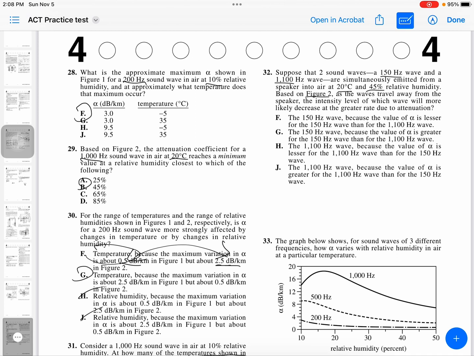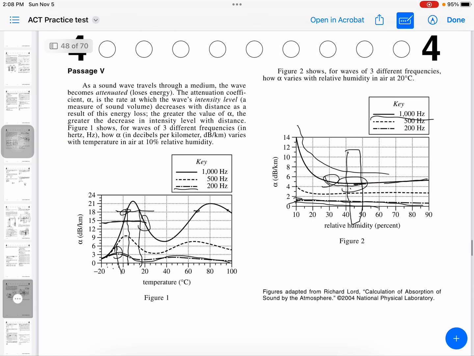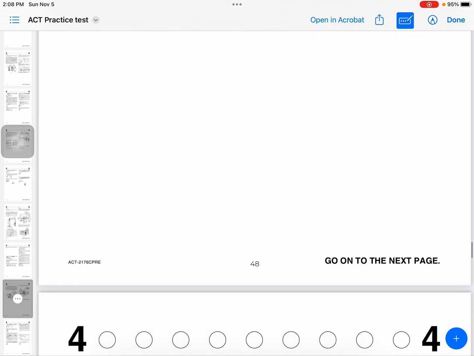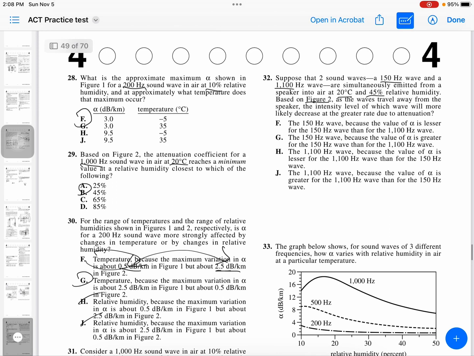What are we asking? As the waves travel farther from the intensity level, which wave will more likely decrease at a greater rate? Well, you can see the 1100 Hertz wave, that's like your treble. And this makes sense because treble, higher frequencies, doesn't go as far. Lower frequencies move farther. So the higher frequency is going to experience a greater rate of attenuation. So get rid of that.